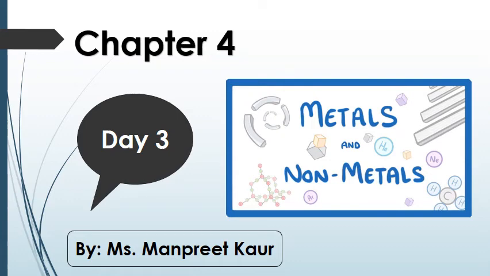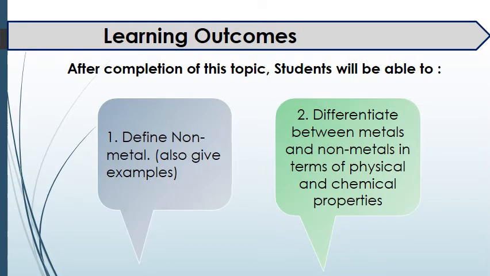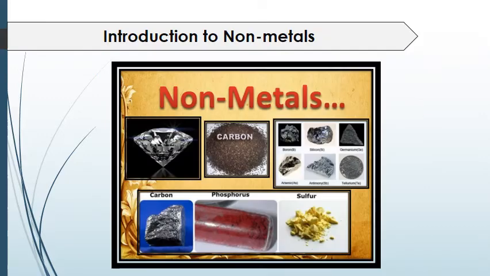Good morning, students. It's day 3 of our class and we are doing chapter 4, metals and non-metals. Today's topic is an introduction to non-metals, and the physical and chemical properties of non-metals. After completion of these topics, you will be able to define non-metals and differentiate metals and non-metals in terms of physical and chemical properties.